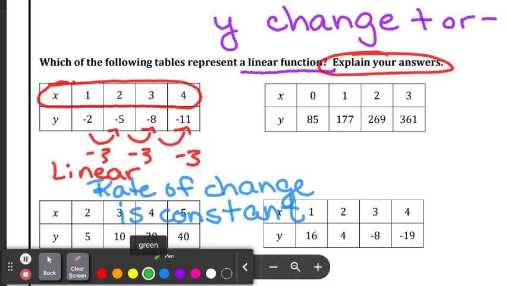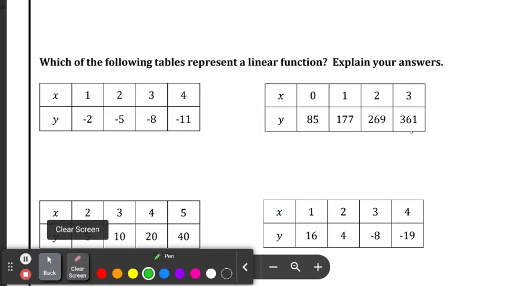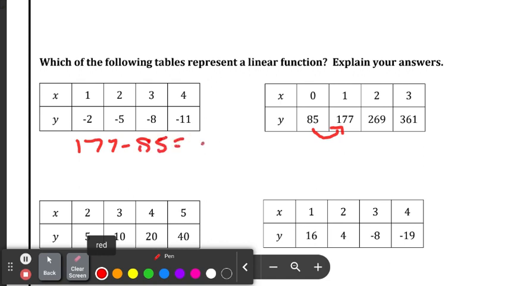So now is this table over here? Does this represent a linear function? So what you are going to do over on the side is say what these y values are changing by. So if you're not sure, I know these are going up, so I know we're adding 85 plus, I don't know, is 177. You can always work backwards. 177 minus 85, that gives you 92. So that means this is going up by plus 92.